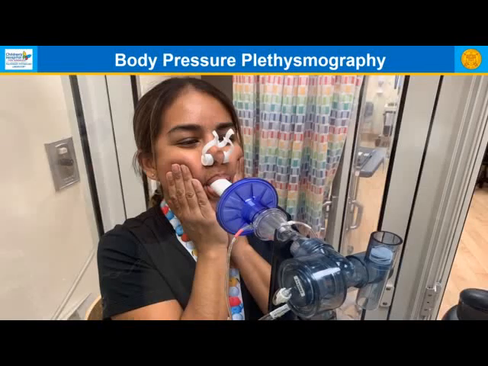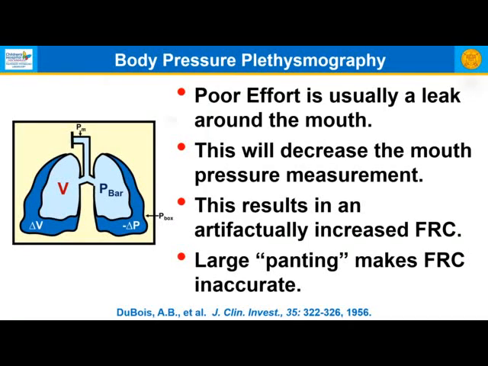We also have subjects hold their cheeks, and the reason is that if you do this panting maneuver and you're oscillating volume within your mouth, that will be picked up in the measurement. So you basically hold your cheeks to keep them from oscillating. Another problem is usually a leak around the mouth, which will decrease mouth pressure measurement, and this will result in an artificially increased FRC. Large panting also makes the FRC inaccurate.